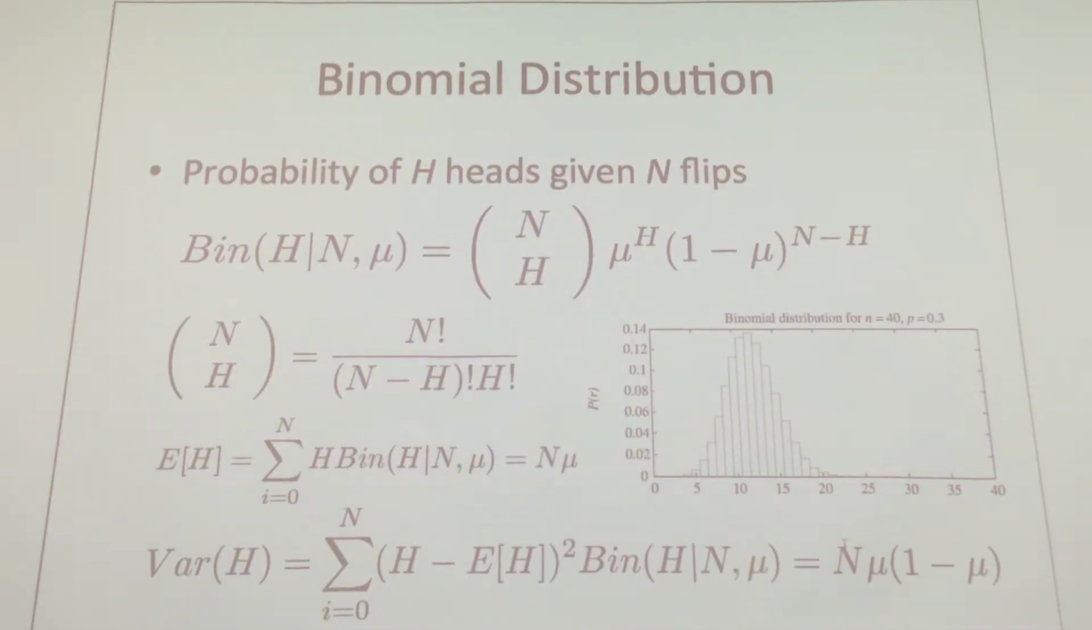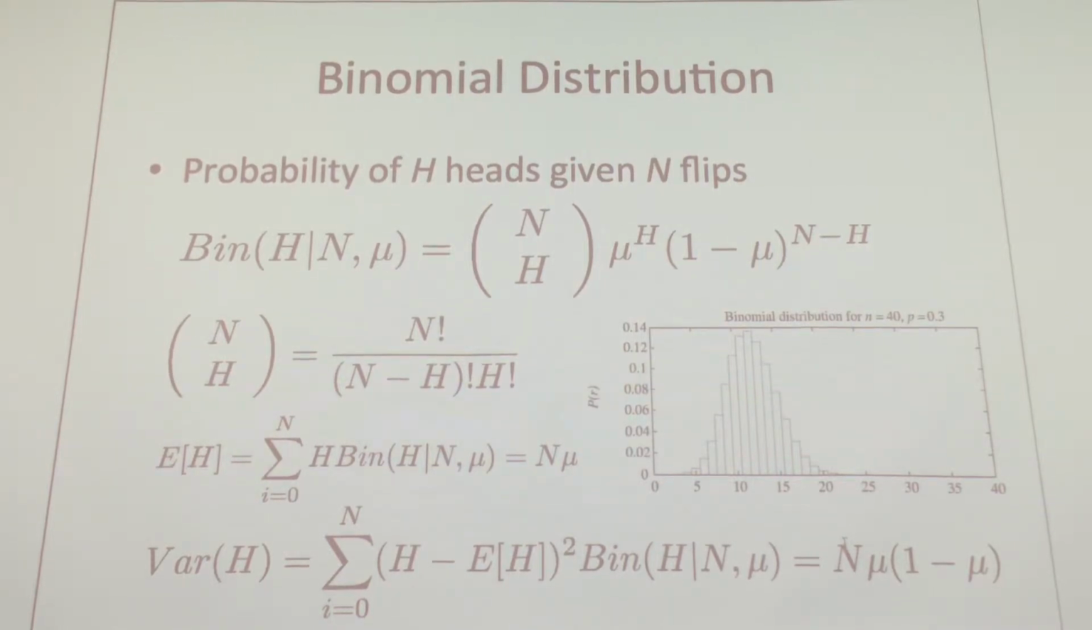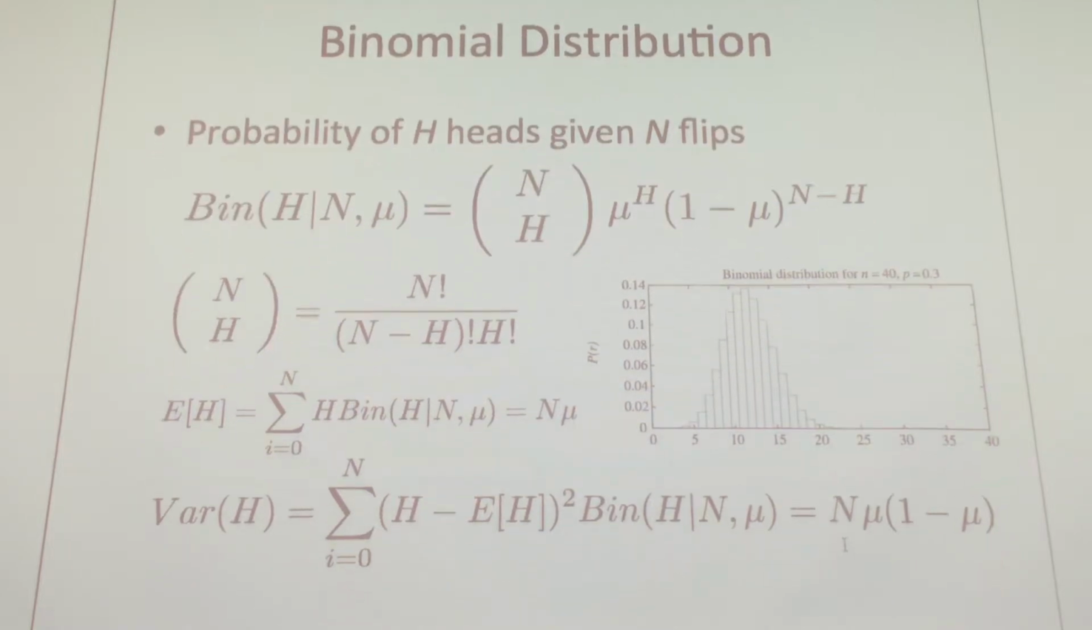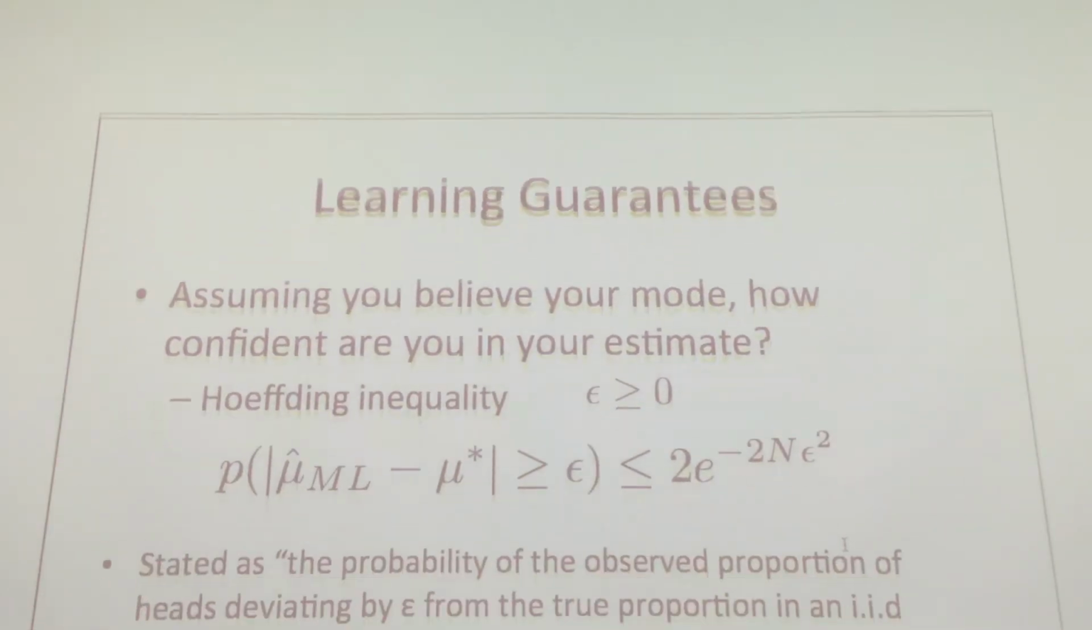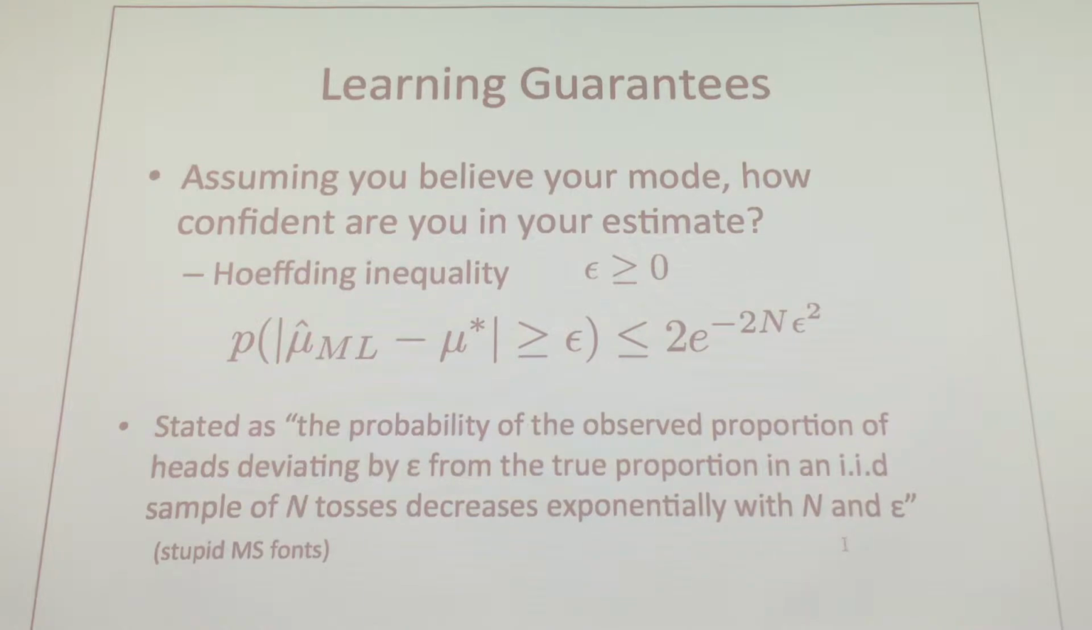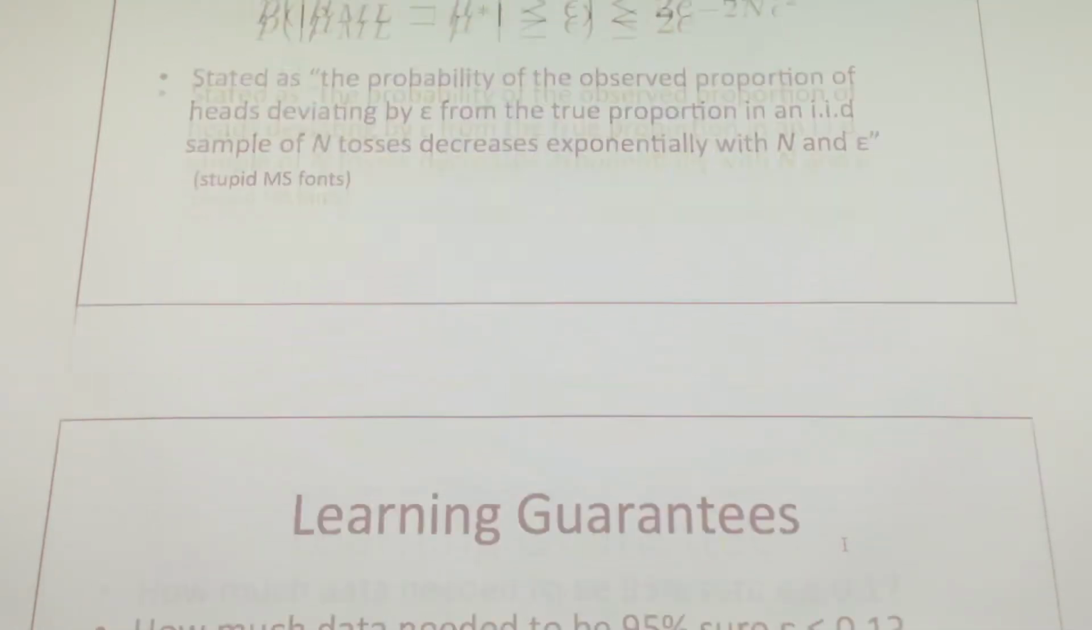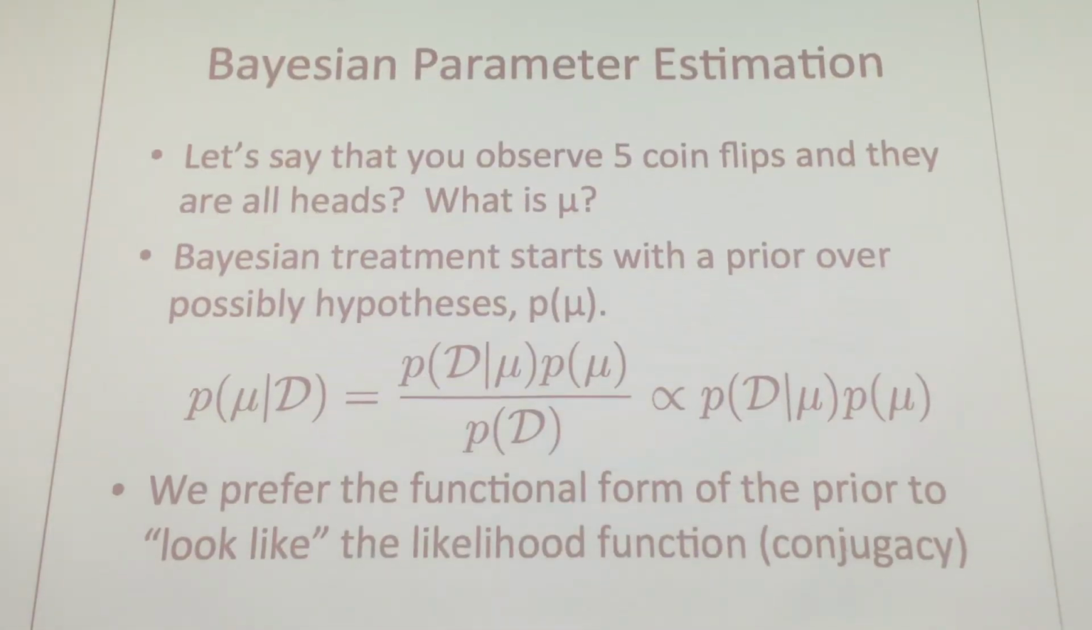Binomial, it's just the probability of h heads given n flips. The reason this is relevant is when we did the multinomial naive Bayes that looks like this, that really you weren't computing the probability of a word occurring, we're really computing the probability of this word occurring this many times in a document, if you really think about it for a while. So binomial, I didn't put it there, so it's learning guarantees, you don't care right now.